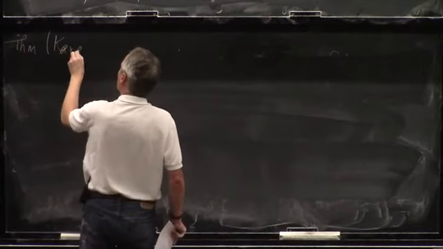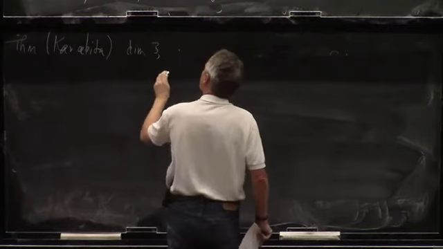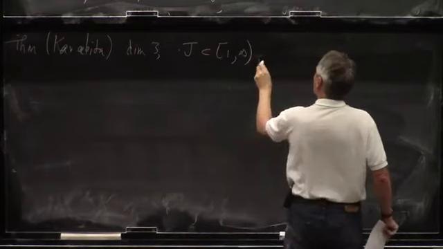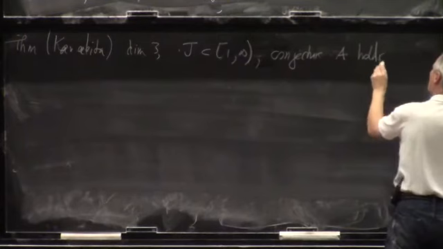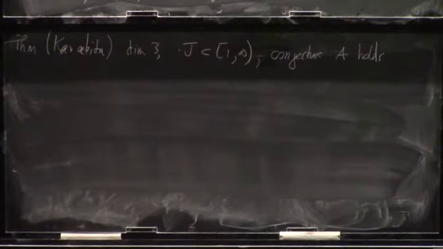Okay, then there's one more thing that appeared very, very recently. The theorem due to Kawakita. Dimension 3. So he does sort of the opposite. If J is contained in [1, ∞), then the conjecture holds. His methods are quite different. They use jet spaces. This argument of de Fernex, Mustaţă and Ein.